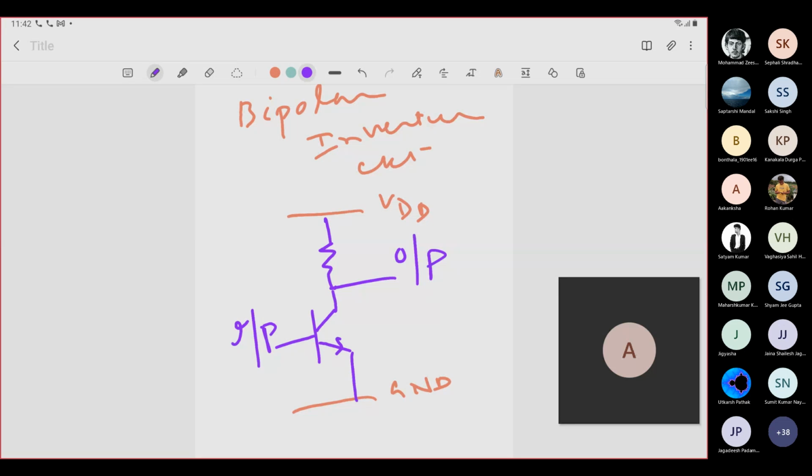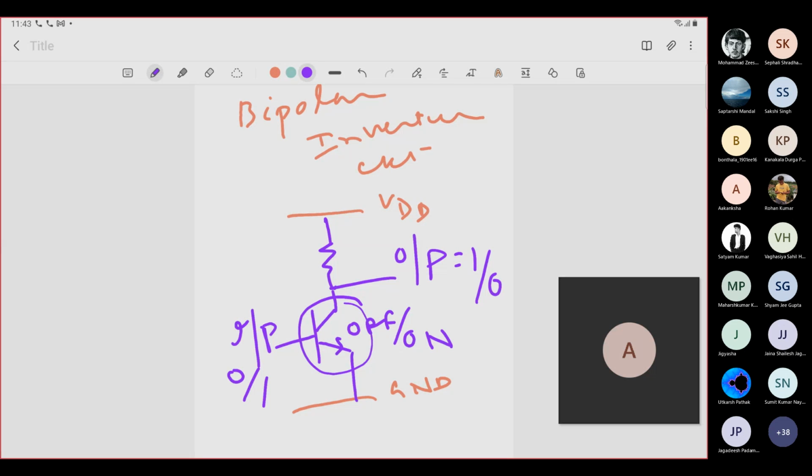So the logic is that if the input is a 0, the bipolar transistor will be off, and the output will tie to VDD. You provide a 1, and if it is a 1, then it will go to the saturation region, so it becomes on. So you will get your logic 0. So this is the NPN-based inverter circuit topology. Similarly, you can have a PNP, where the resistor will have to bring down. So this way you can get your bipolar inverter circuit realizations.